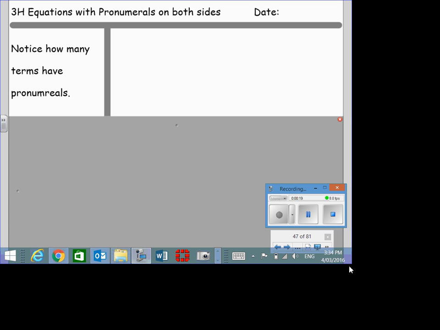My pronumerals is spelled, let's check that. Pronumerals, there we go. So, if you were beginning to look at an equation, for example, 5x plus 3 equals 2 plus 2x, notice how many terms actually have a pronumeral. We now have 5x with a pronumeral and 2x with a pronumeral.